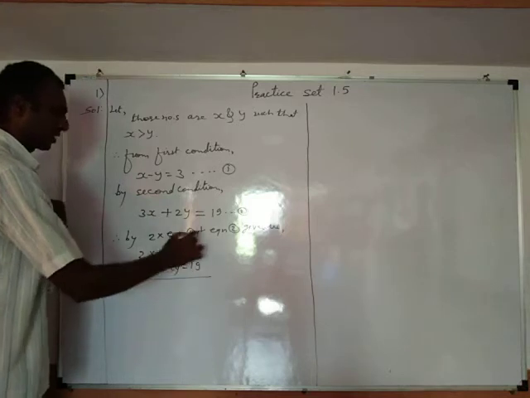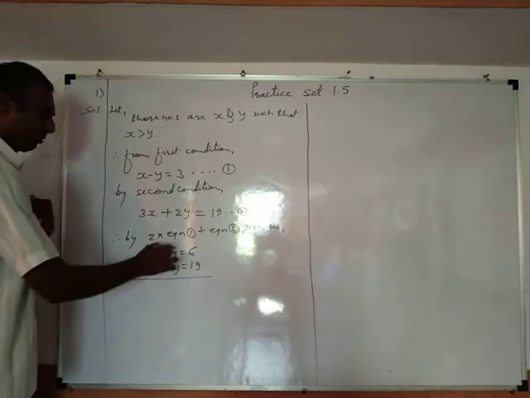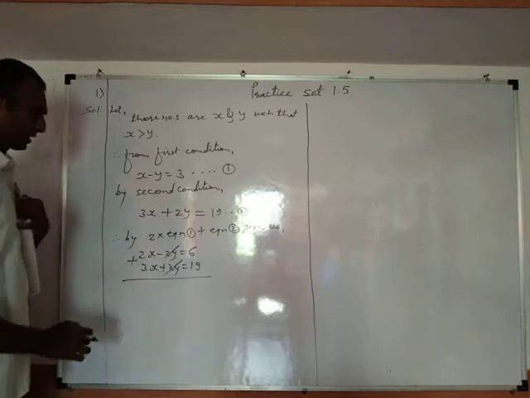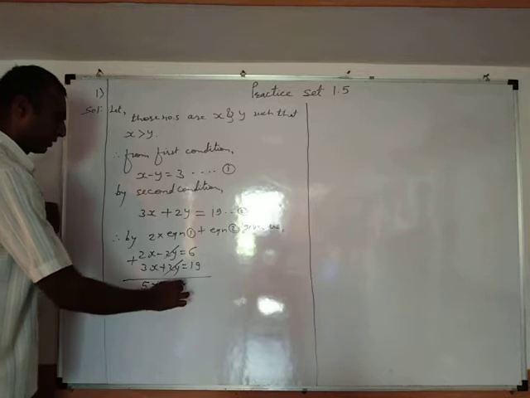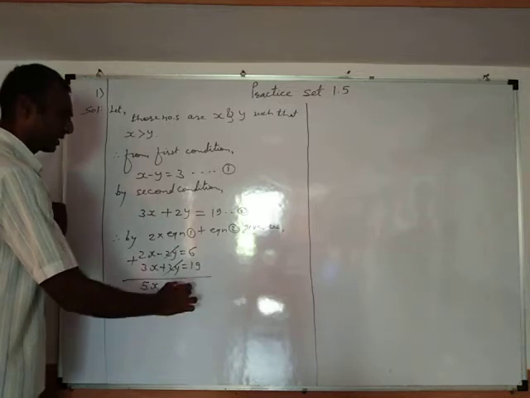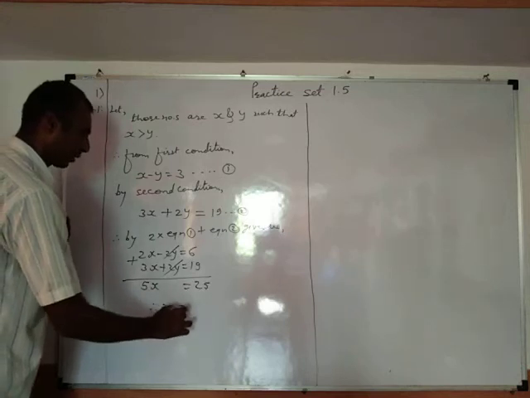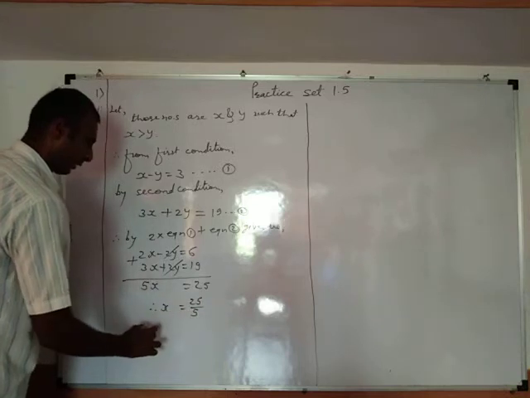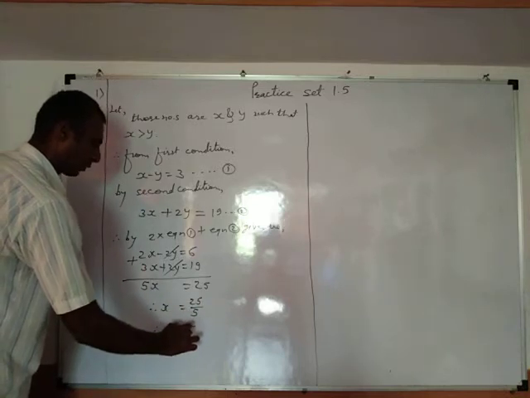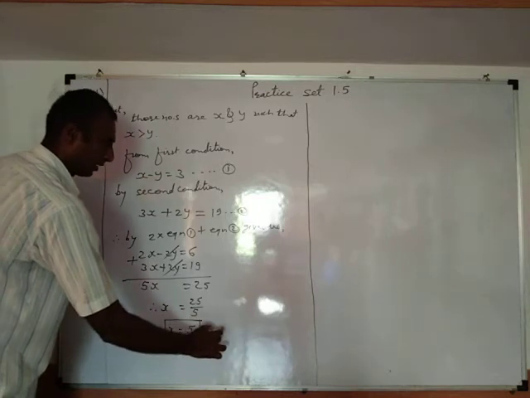As we are interested in the operation of addition, minus 2y plus 2y will cancel each other. 2x plus 3x gives us 5x, which equals 19 plus 6, 25. And therefore x equals 25 upon 5. Therefore x equals 5, 5 fives are 25. Therefore x equals 5. Equation third.